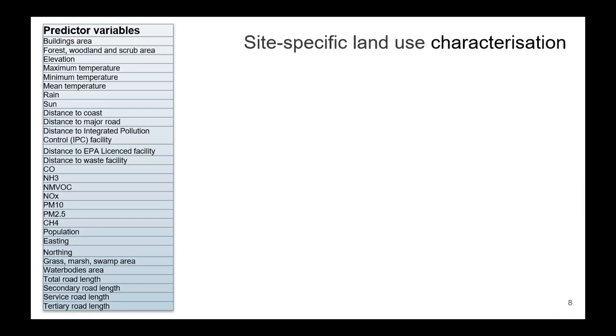So this is the list of predictive variables that were used. You can see we've things like building area, land use, elevation, weather, distance to coast, distance to major road, distance to an integrated pollution control facility. These are just EPA facilities that are known to emit pollutants and that have controls on them. Modeled precursors, population. So basically anything that could influence the ozone concentration, we tried to include in the list.